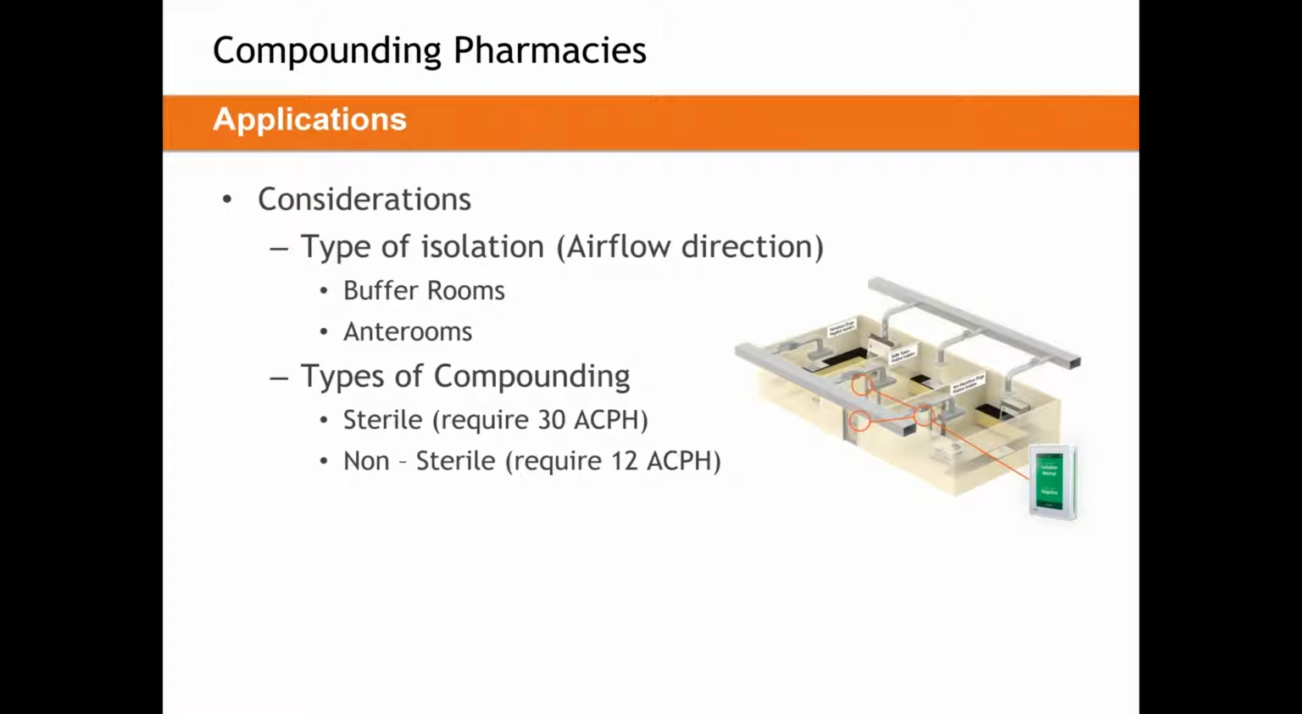And then there are two types of compounding. So there's sterile and non-sterile compounding. Sterile and non-sterile essentially defines the drug and the equipment used to mix the drug. Basically, if we need sterile compounding, it's because the drug requires that we prevent the ingress of microorganisms. So this isn't dictated by the space or anything. This is the drug and the equipment that we need to consider. When we're doing sterile compounding, we need at least 30 air changes per hour in that space.